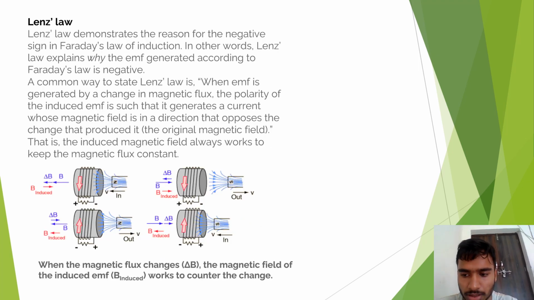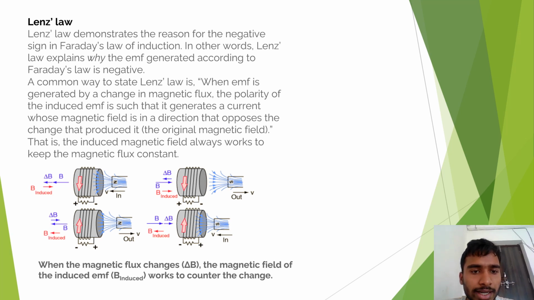Now let's look at the second law of electromagnetism. The first was Faraday's law of induction. The second law is Lenz's law. Lenz's law demonstrates the reason for the negative sign in Faraday's law of induction. In other words, Lenz's law explains why the EMF generated according to Faraday's law is negative.